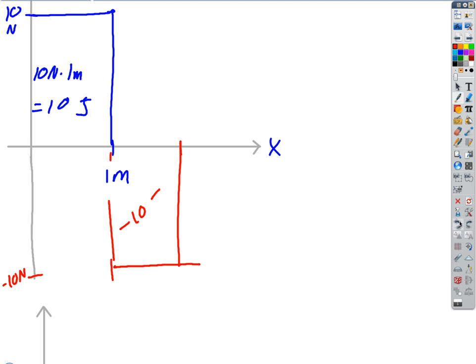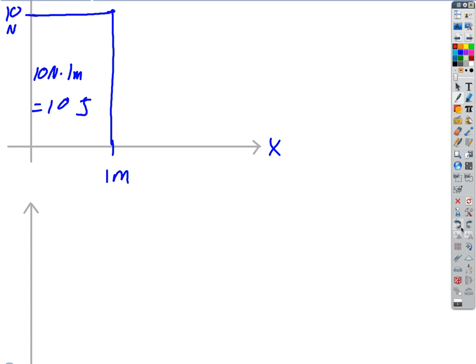You can probably get a sense of the value of something like this. If we wanted to do something a little more complicated, like figure out the work that's transferred to a baseball when it's hit by a bat, we could do the same kind of thing.